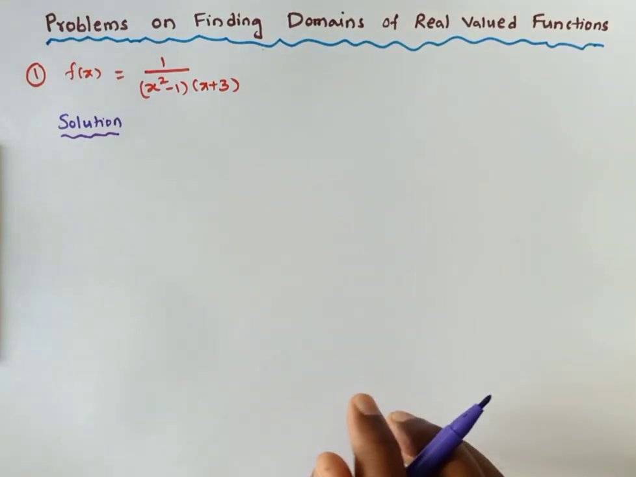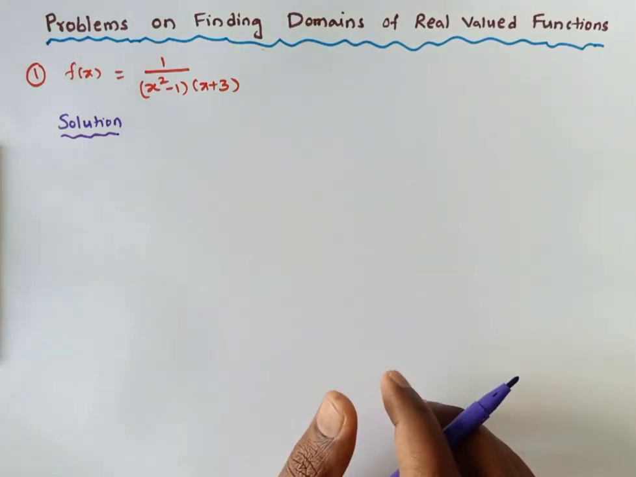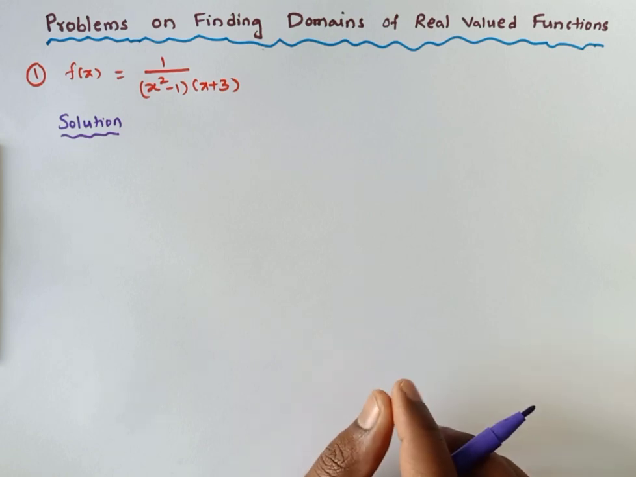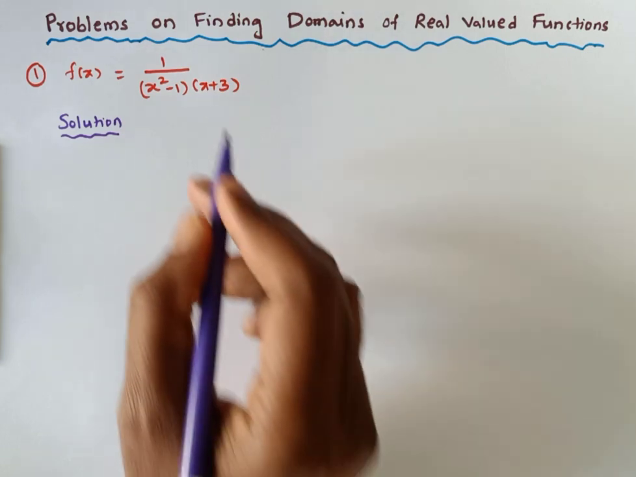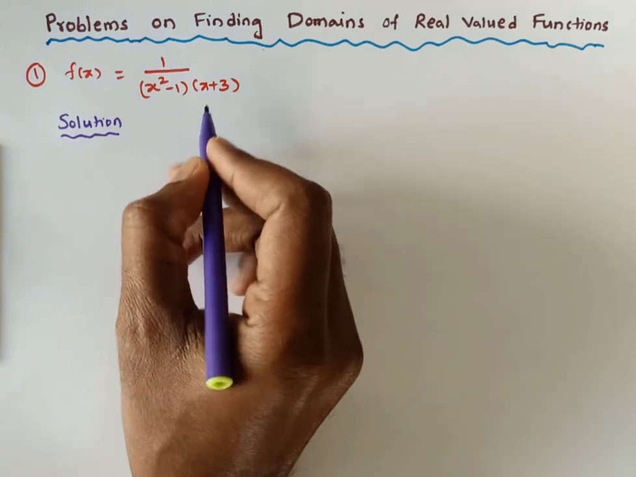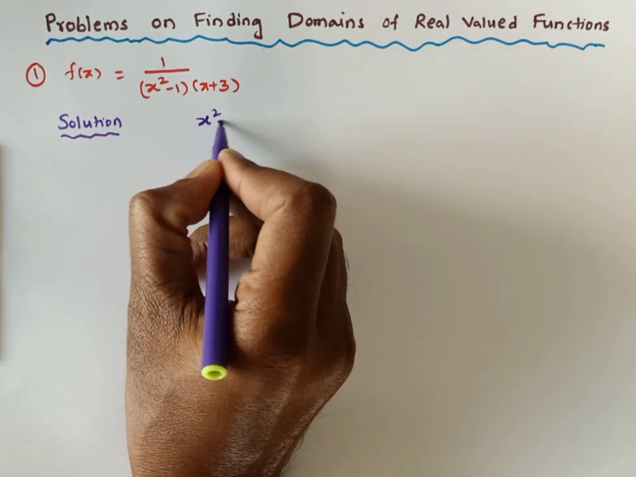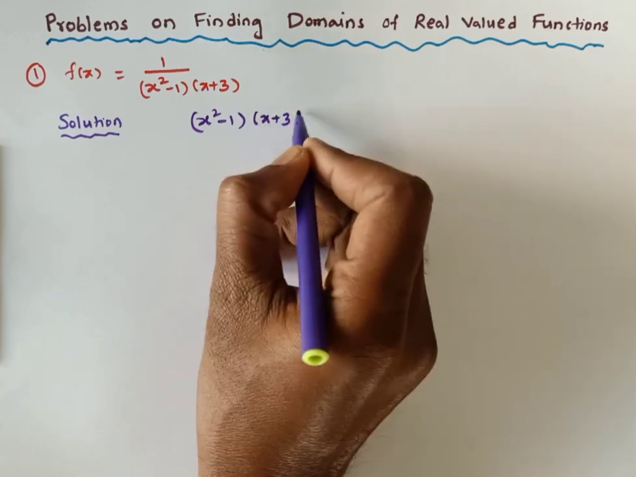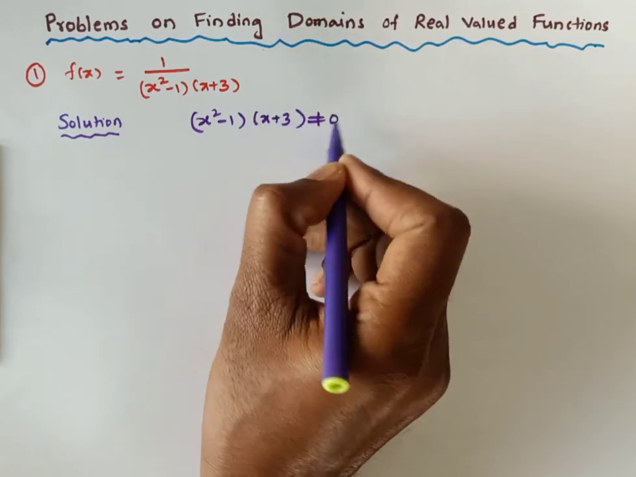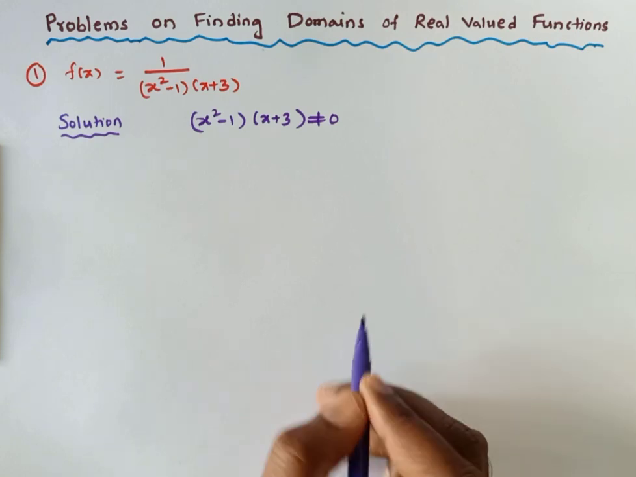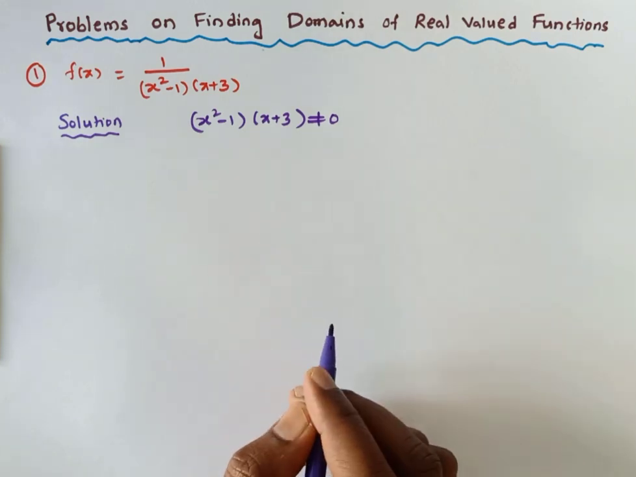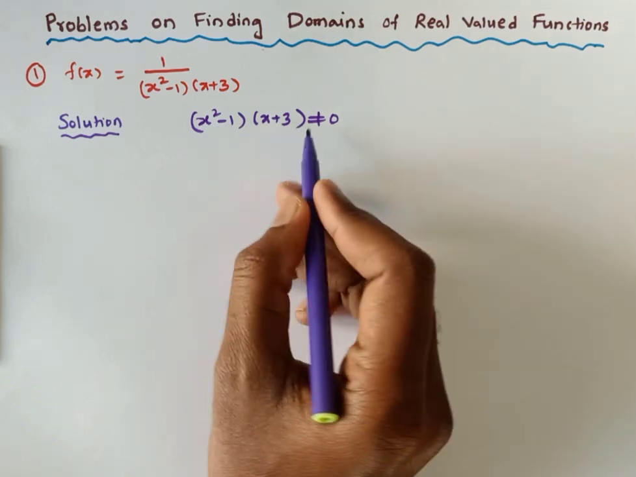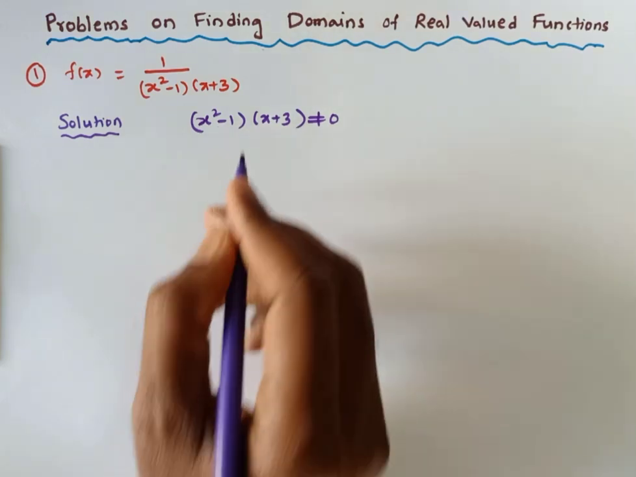But the denominator: when the given function has a denominator, you know the condition, the denominator is not equal to 0. So to find the domain, you need to restrict like this: x square minus 1 into x plus 3 is not equal to 0. అంటే ఇది 0 కాకుండా ఉంటే సరిపోతుంది. సో అది ఎప్పుడు 0 అవుతుందో అనేది మనం తెలుసుకోవాలి ఇప్పుడు. ఎక్స్ స్క్వేర్ మైనస్ 1 0 కాకూడదు, x plus 3 is also not equal to 0.